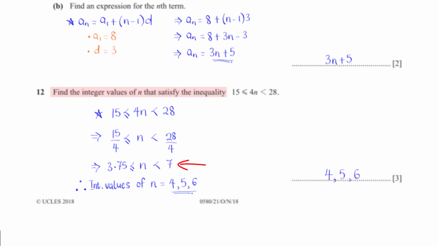15 over 4 in decimal is 3.75. 28 over 4 is 7. And so we have n is greater than or equal to 3.75 and is less than 7. From here, we can say that the integer values for n are 4, 5, and 6.